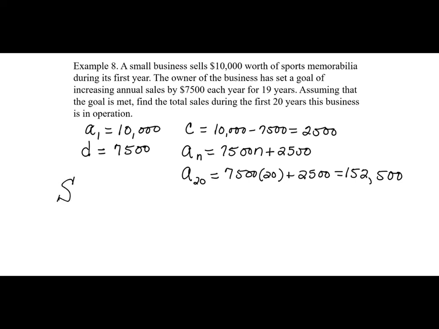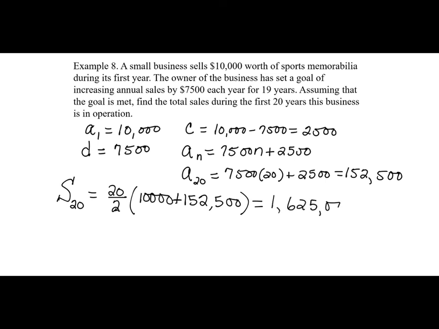So there are 20 terms in the sequence because there are 20 years. So I have 20 over 2 times the quantity, and I'm going to have my first term, which is 10,000, plus my last term, which I just found to be 152,500. And when I simplify this, I wind up getting $1,625,000 is how much it's going to earn.